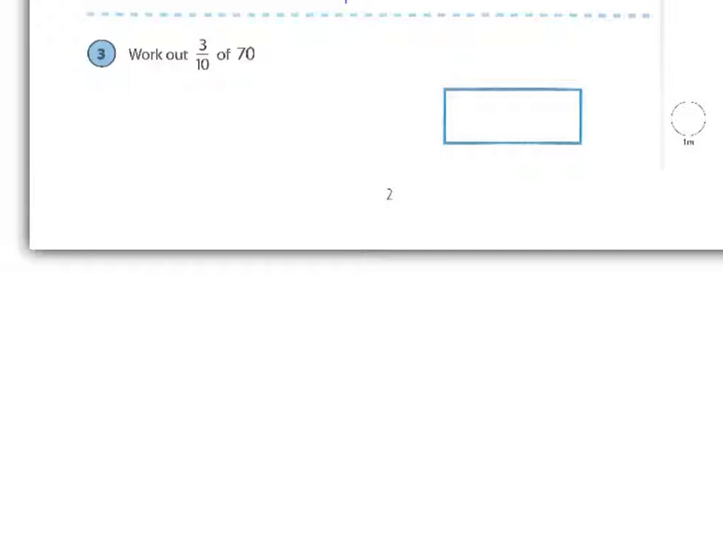Question 3. Work out 3/10 of £70. Now, working out a fraction of an amount is a two-step thing. First of all, we have to divide our 70 by the denominator of the fraction, which would give us 1/10 being 7. And the final step would be to multiply our answer by the numerator of the fraction, and that would give us 21. So the answer is 21.